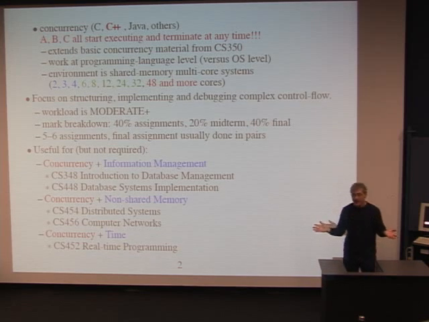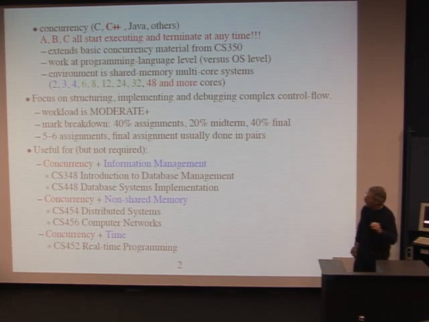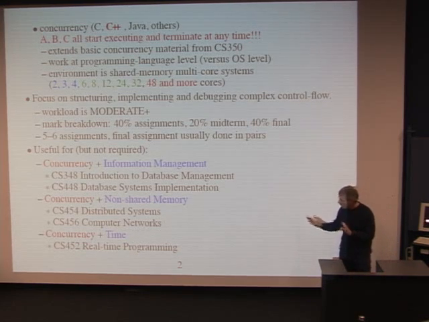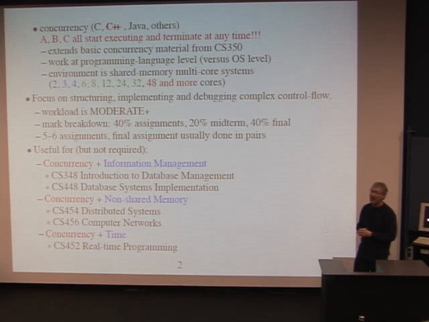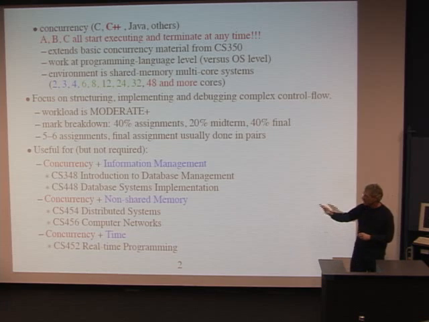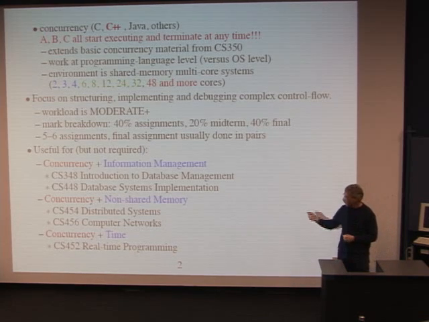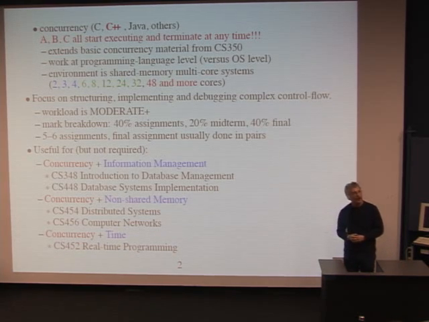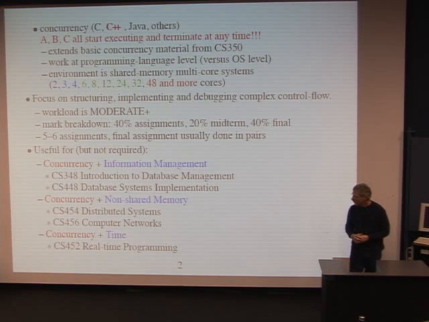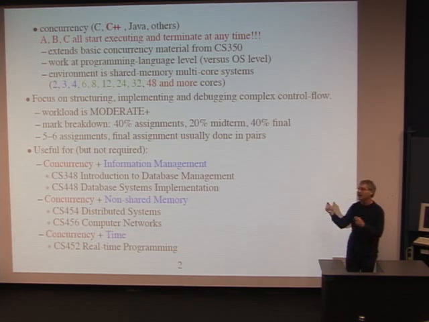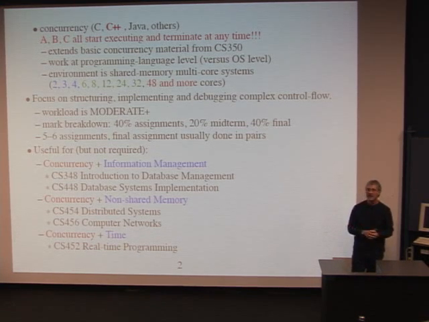And this course is useful for, but not required for, some of the other courses. So if you take concurrency and you add information management, you get some of the database courses. If you take concurrency, non-shared memory, you get the distributed systems and the computer networks. And finally, if you take concurrency and time, you can get the real-time course, which is going to be discussed shortly.